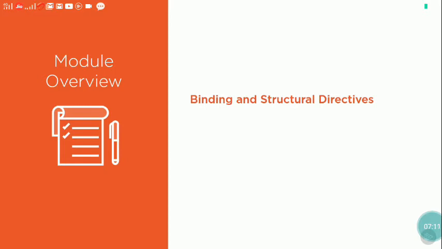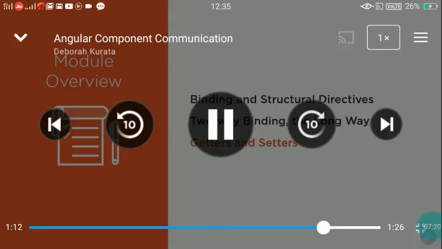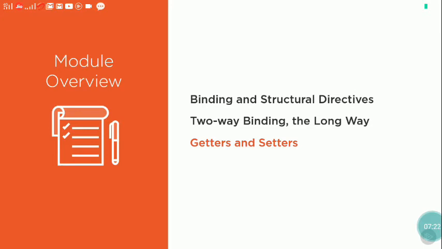Then we cover other ways of communicating between a component and input elements on its template, including two-way binding, the long way, and the very powerful but underutilized getters and setters. We'll look at more advanced techniques, including the viewChild decorator, in the next module. Now, let's get started.